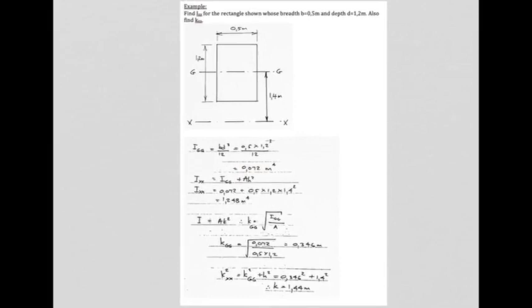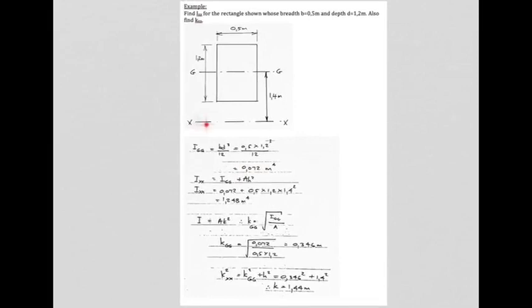So let's look at a little example. Find Ixx for the rectangle shown, whose breadth is 0.5 meter and depth 1.2 meters. And we must also find this new thing we've just learnt about, which is radius of gyration. First things first, IGG, that's this axis over here through the centroid, would be, as we remember from our table, BD cubed over 12, B being 0.5, D being 1.2, and we end up with 0.072 meters to the fourth.